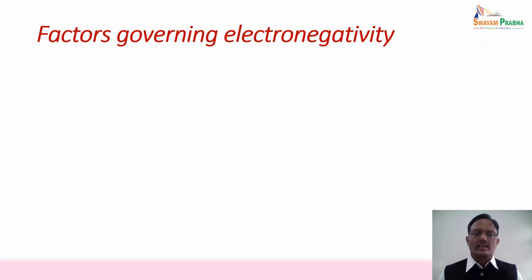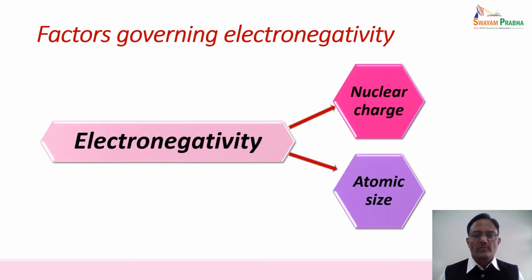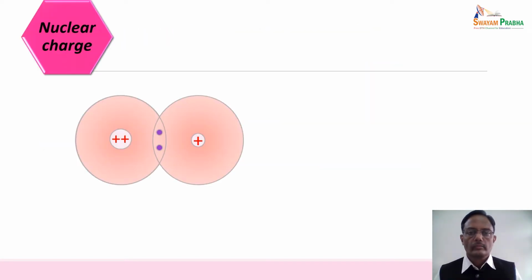Now what are the factors which govern electronegativity? The first factor which governs electronegativity is the nuclear charge, and the second factor which governs electronegativity is atomic size. We will discuss both of them in detail. The first factor governing electronegativity is the nuclear charge.